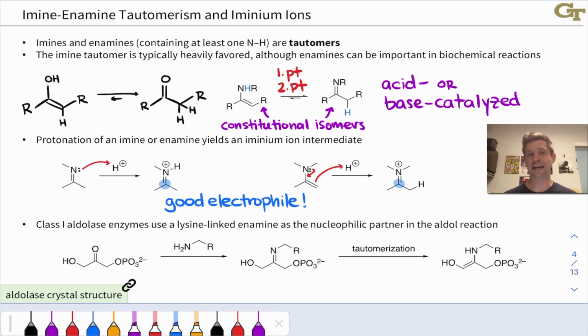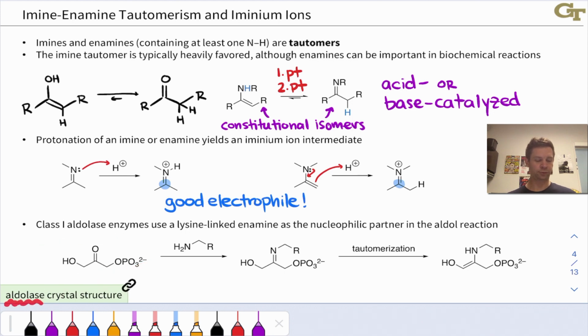And starting to think about the reactivity of imines and enamines, a great example comes from biochemistry and the so-called class 1 aldolase enzymes. These use an enamine formed via condensation of this substrate with a lysine residue in the enzyme active site. This enamine right here is the nucleophilic partner in an aldol reaction. So here we have an enamine. After this condensation, that alpha carbon can act as a nucleophile. And this establishes an important carbon-carbon bond in the forward aldol reaction of this substrate right here.